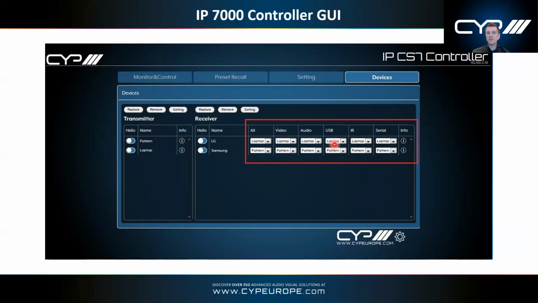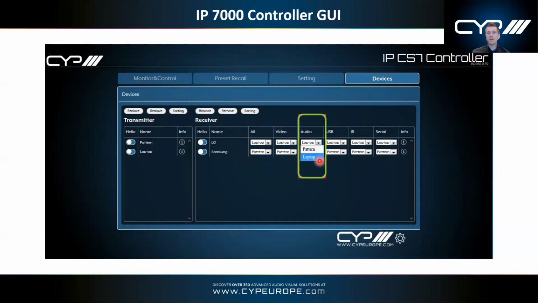Now the nice thing is that with these drop down boxes you get a bit of flexibility. So you could say, for example, right, my receiver here, this is an LG TV, I want to be receiving the audio from, for example, the pattern generator, but I actually want the video, USB, IR, and serial from the laptop. That's what you can do in here. You can go in and say, I want the video from transmitter 1, for example, I want the audio from transmitter 2, and I want the serial to be coming from transmitter 3. Those are just pure examples, but really simple to configure where you want those streams going or coming from.